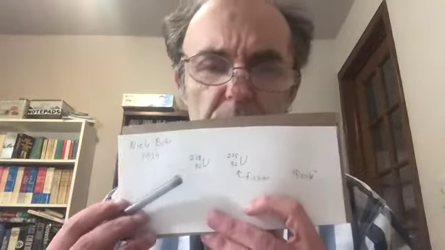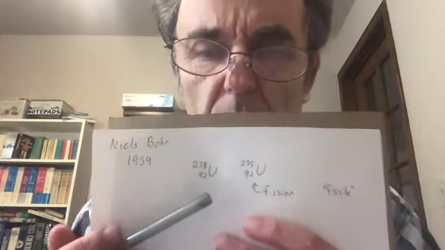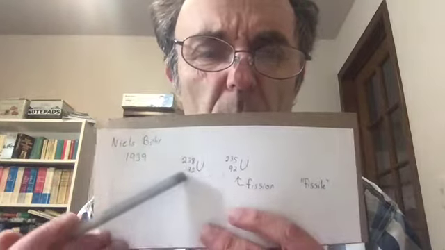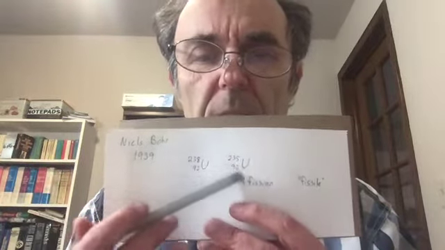Now let's come to Niels Bohr. Niels Bohr, in 1939, through theoretical reasoning, figured out that there's two isotopes of uranium, 238 and 235, and it's the 235 that undergoes fission. Why? Well, because remember, a while back we talked about how nuclei are somewhat more stable if they have even numbers of protons and neutrons than if they have an odd number. Well, uranium-238 has an even number of protons and neutrons. It's a little more stable.